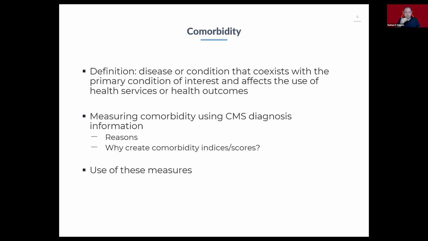We can measure this in a lot of different ways, but when we're talking about claims information, what we're doing is really using CMS diagnosis information in those claims data. We can mix the diagnosis information in different ways, but that's really where it comes from. And then we can talk about why we would mix it in different ways, why we would create indices or scores or other ways to measure this.